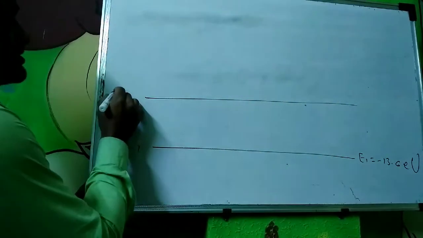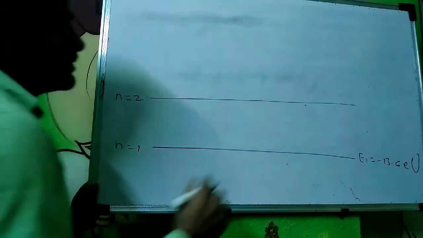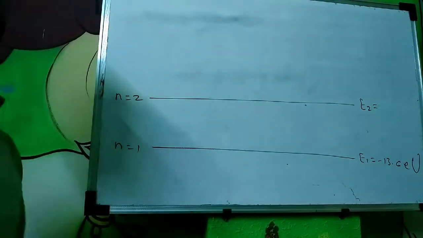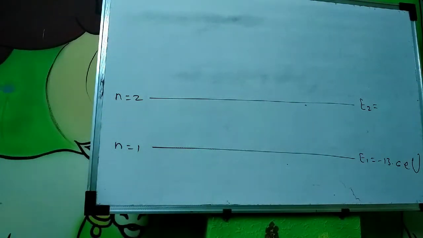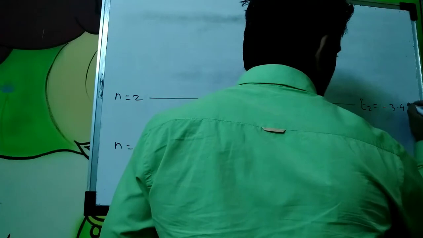Then I will show you the second orbit. What is n? n is equal to 2. The principal quantum number is 2. Energy: if you solve minus 13.6 divided by 4, then we get the value minus 3.4 electron volt.